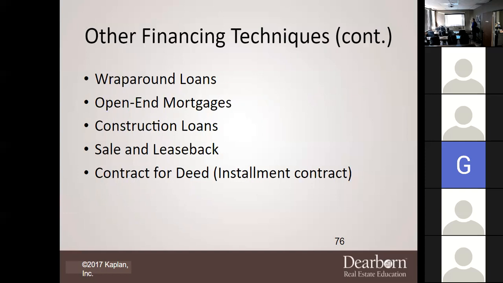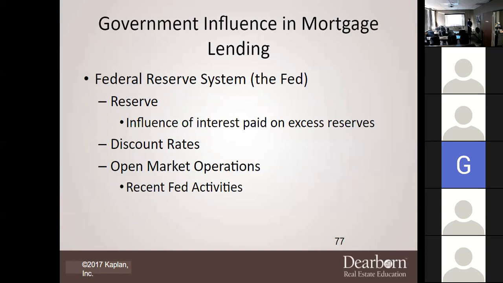The government influence in the mortgage lending process, the Fed, you're going to need to know about the Fed. The Federal Reserve, basically, they have a huge impact on our daily lives. Huge impact. Basically, there's an influence on the interest paid on excess reserves. There are discount rates that are set, as well as open market operations. Okay. Mainly, the Fed's job is to do what? Keep prices where?